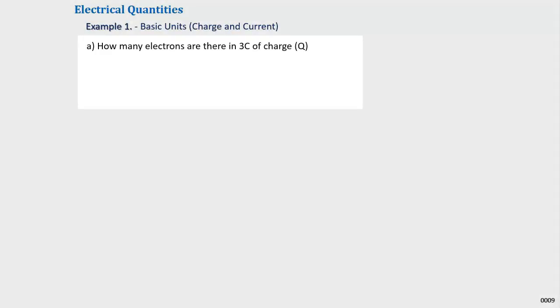The following example is in the accompanying workbook, Basic Units, Charge and Current. Part A is to find the number of electrons in 3 coulombs of charge. We know that 1 coulomb of charge is equal to 6.25 times 10 to the power 18 electrons. So, if we have 3 coulombs, the result will be 3 times that amount.